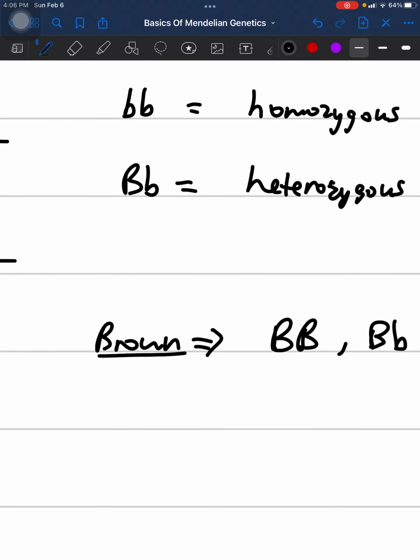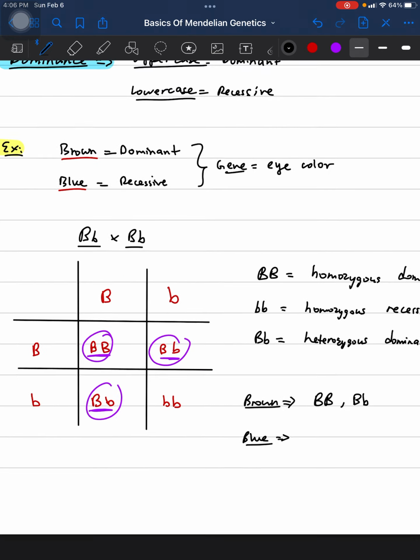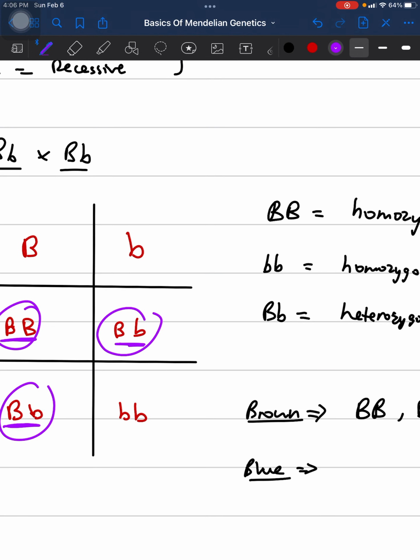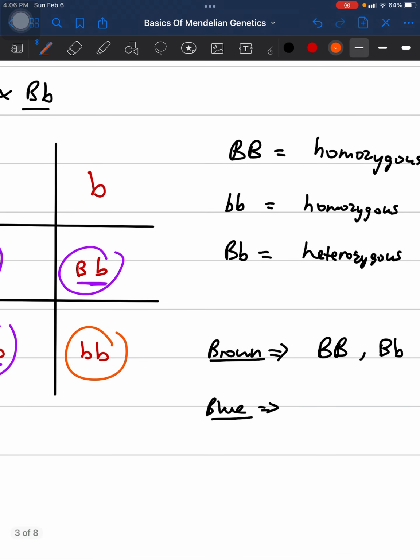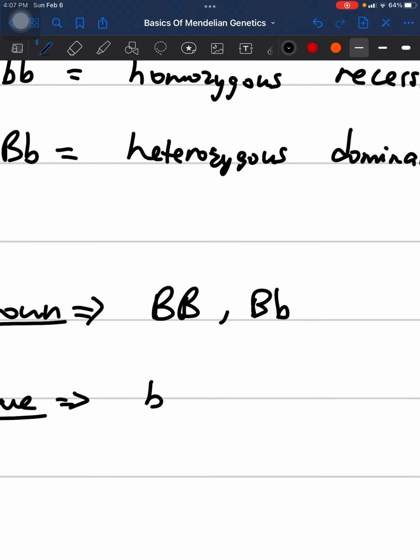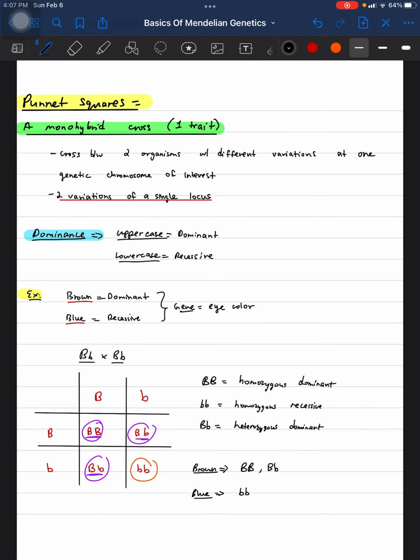Now for blue, the only genotype we have here is lowercase bb. That's the only genotype we have. If you want something to be recessive in a monohybrid cross, we need two of the same recessive alleles. So the genotype for blue is lowercase bb.